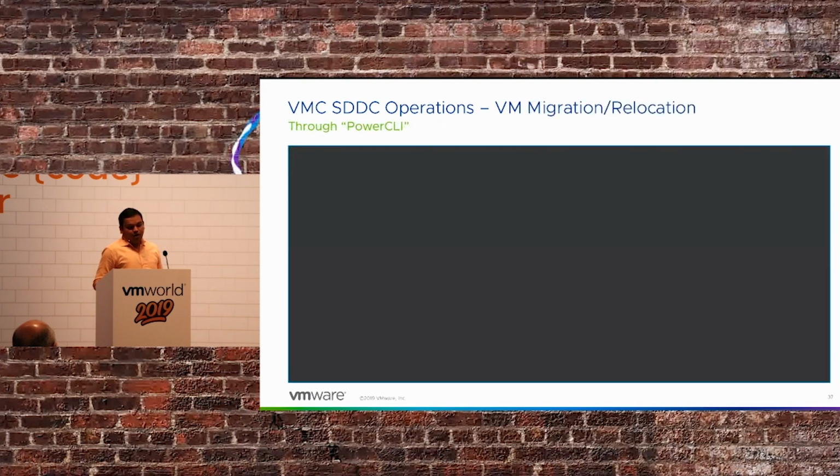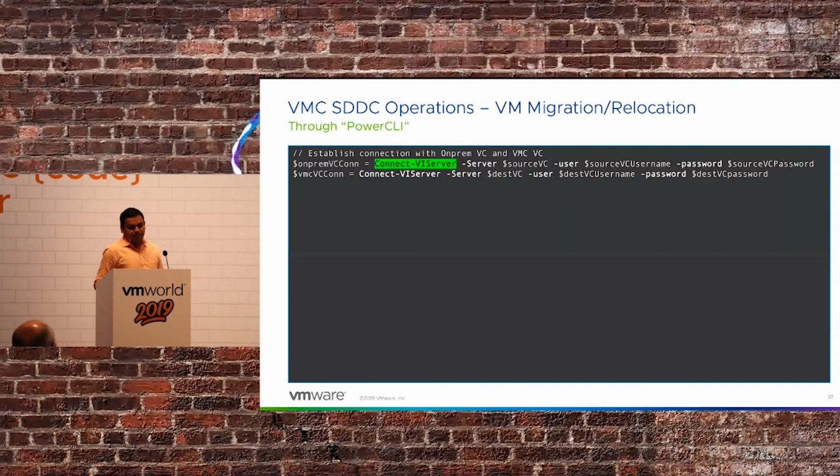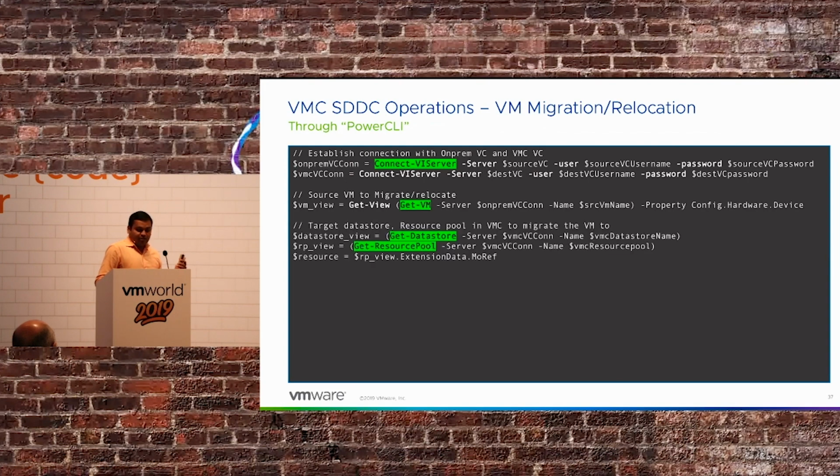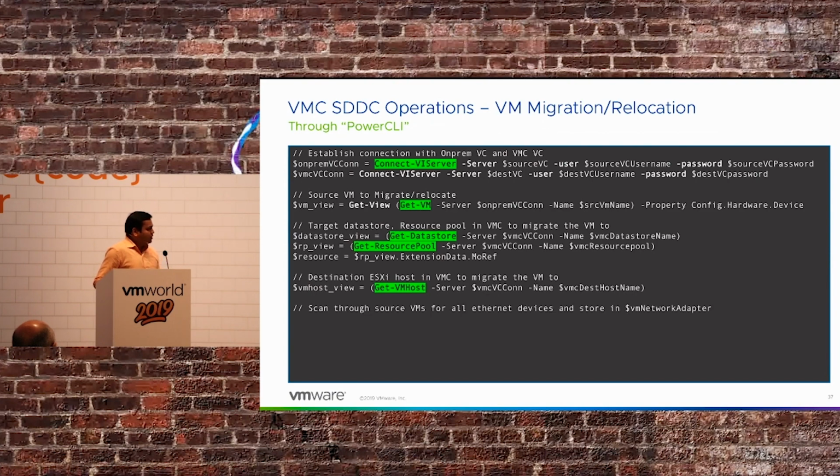So let's look at how we do the migration or relocation operation using PowerCLI cmdlets, right? First, we will establish a connection with the on-premise VC as well as the cloud vCenter server. Then we will get the reference of the source virtual machine that we would like to move. Get the reference for the data store and resource pool on the cloud vCenter server to which we would like to move the virtual machine. And then get the reference of the destination host. Get the information about the Ethernet devices of the virtual machine so that you can do the network mapping later.